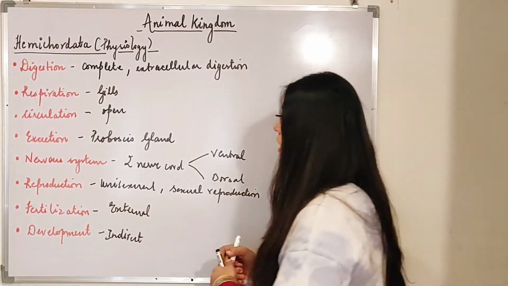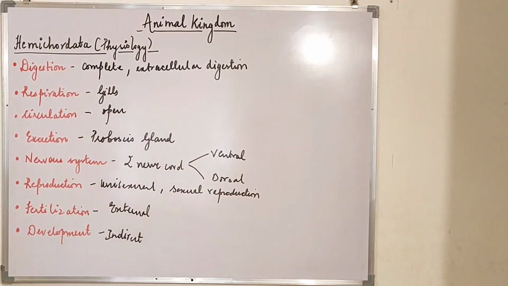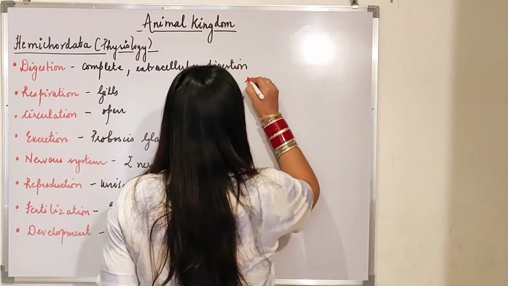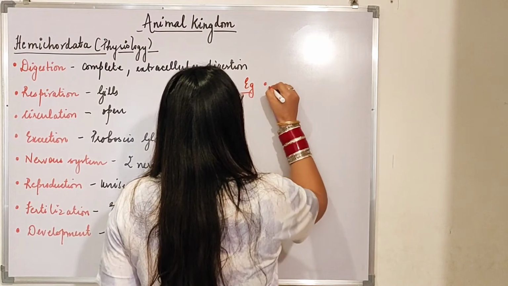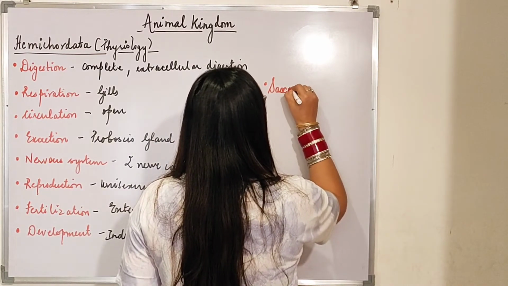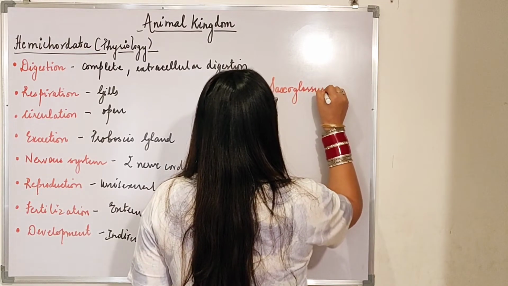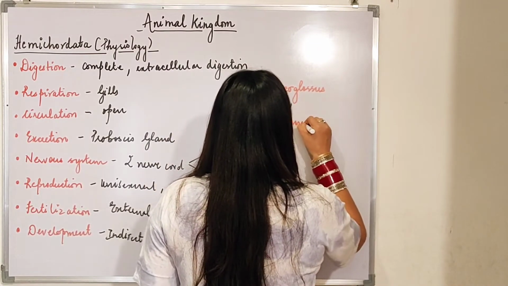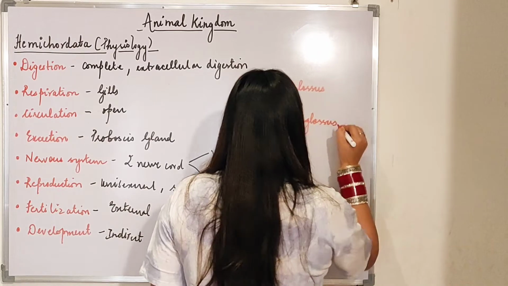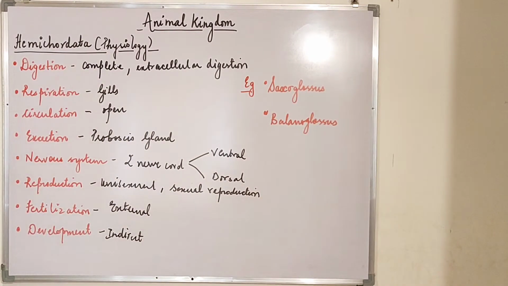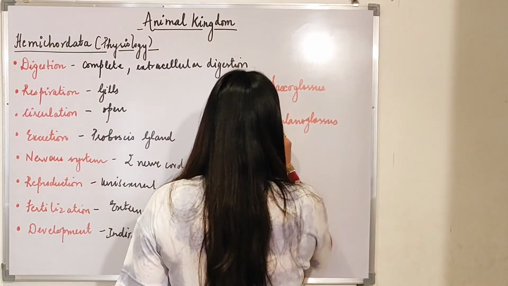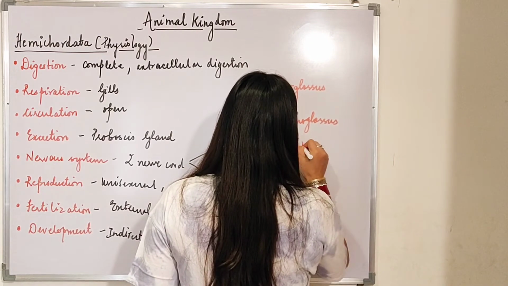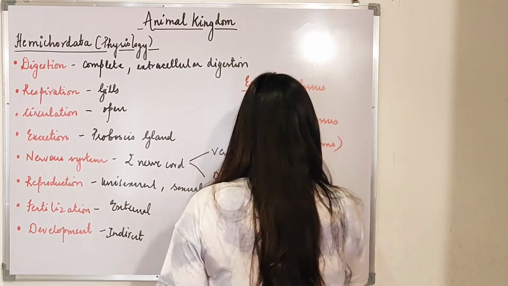Now I will let you know the examples. There are two examples mainly in this video. Example number one is Saccoglossus, and the other one is Balanoglossus. These are also commonly known as the tongue worms. So this is it.